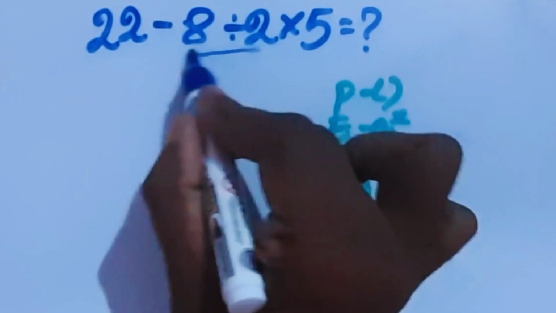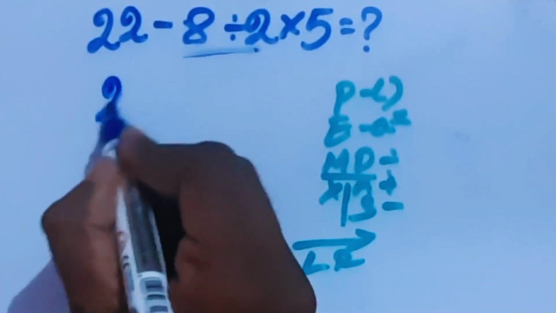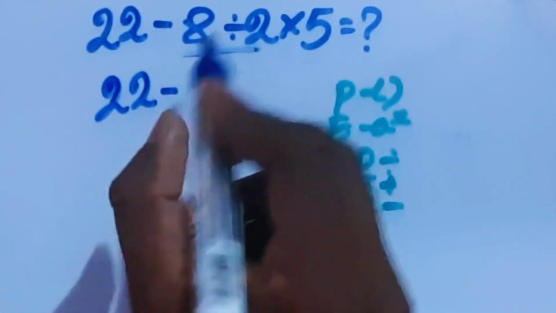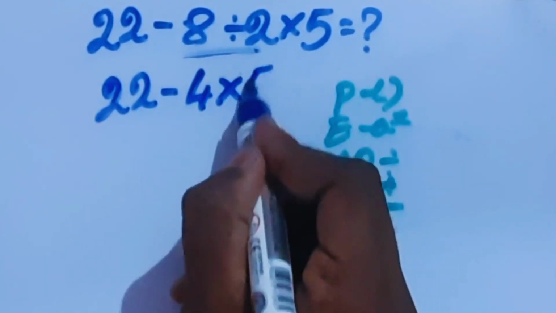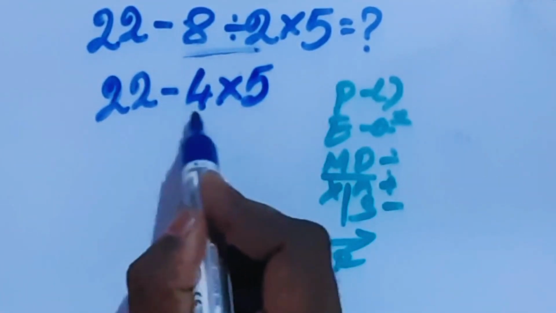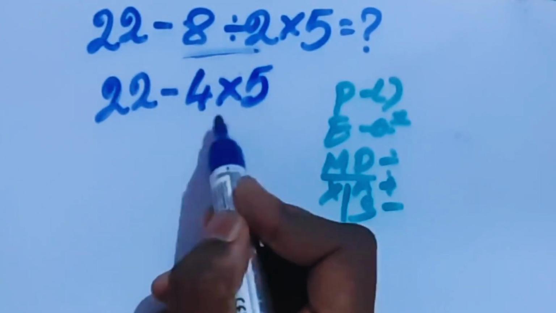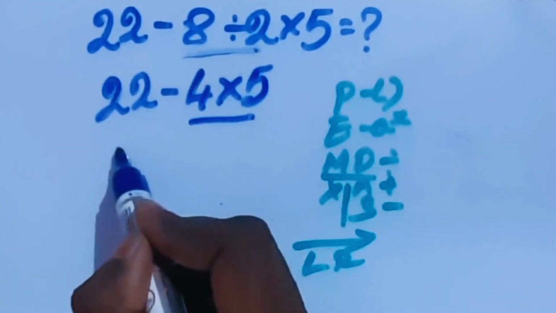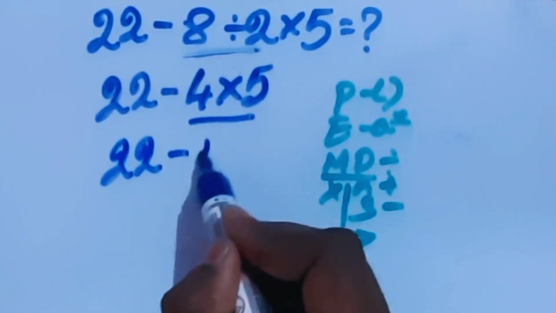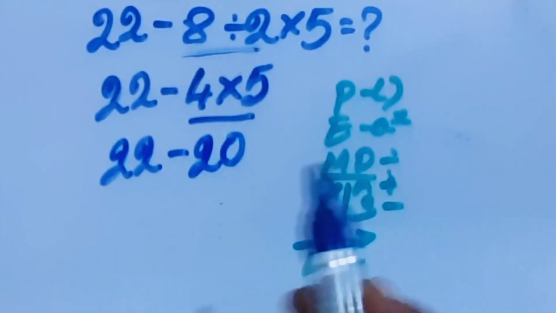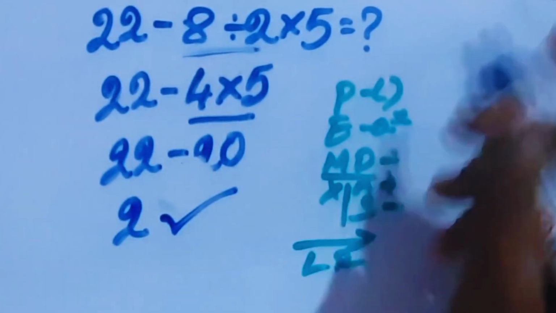So now we have to do 8 divided by 2, which is 4. So 22 minus 4 times 5. Now we have subtraction and multiplication. Obviously the multiplication is higher priority, so 22 minus 20. Now this is 2. Correct answer.